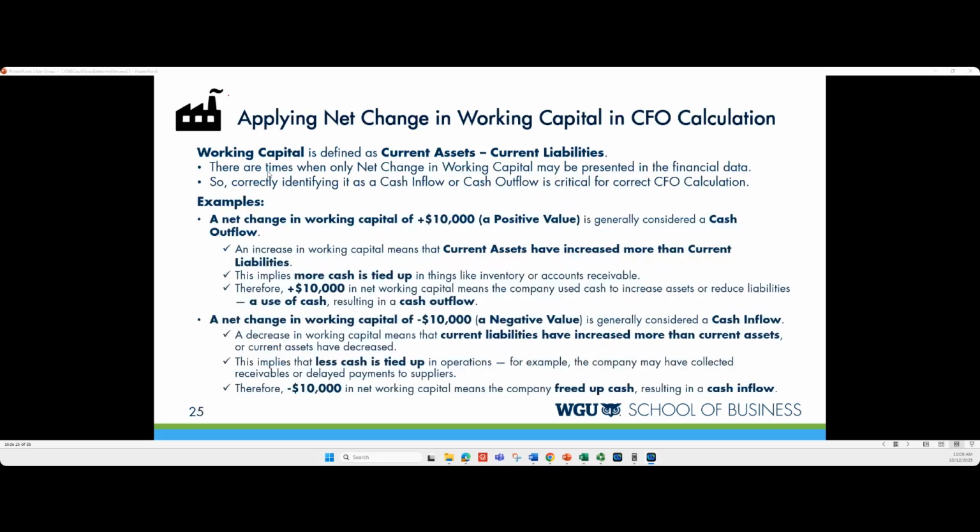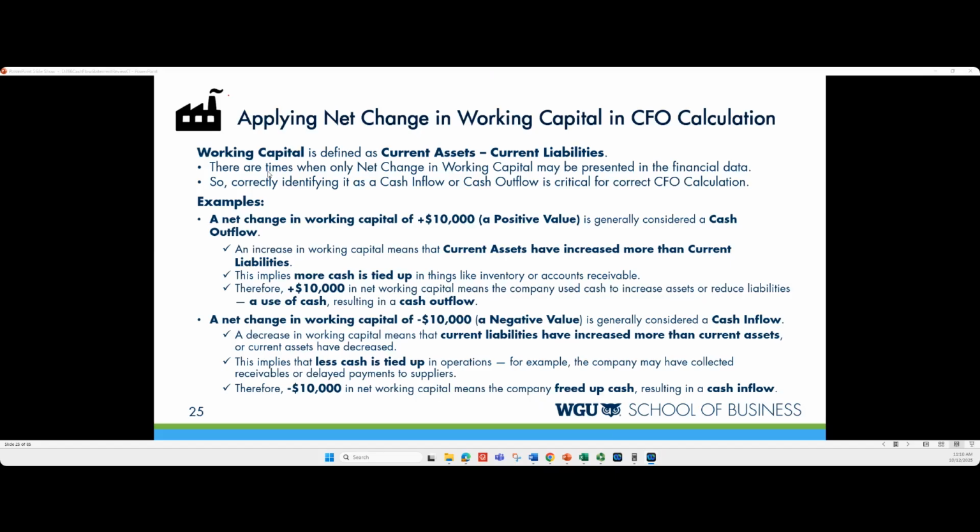So one other thing to talk about is sometimes when we are presented information, we may not get all of the details of the account transactions that happen. We may just get one figure, a net change in working capital. So keep in mind, working capital is current assets minus current liabilities. And so identifying if that net change in working capital is a cash inflow or outflow is critical in our net cash flow from operations calculation.